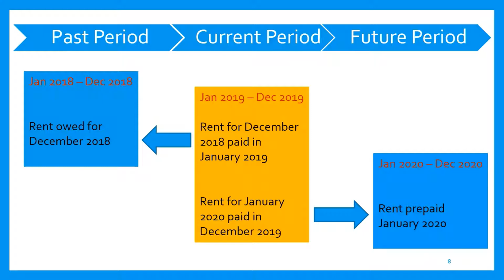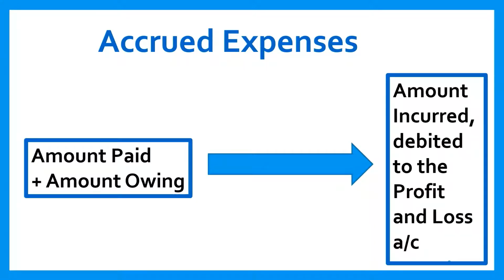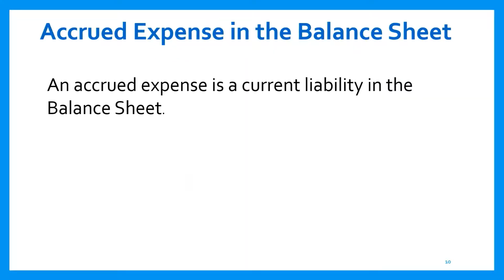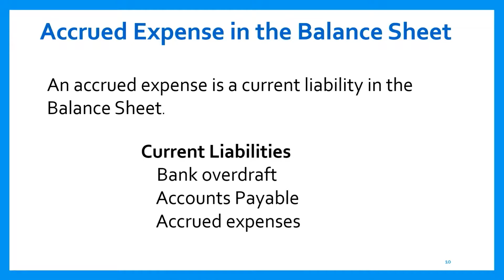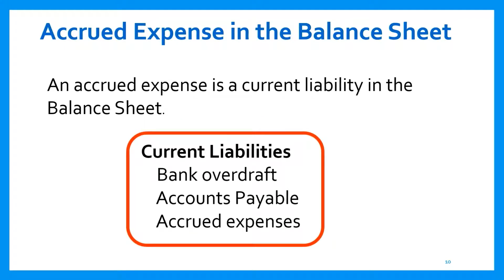For accrued expenses, the amount debited in the profit and loss account is arrived at by adding the amount owing to the amount already paid. Remember that the amount that is charged to the profit and loss account is the amount actually incurred. An accrued expense is a current liability in the balance sheet. Notice that the accrued expense is entered after accounts payable.